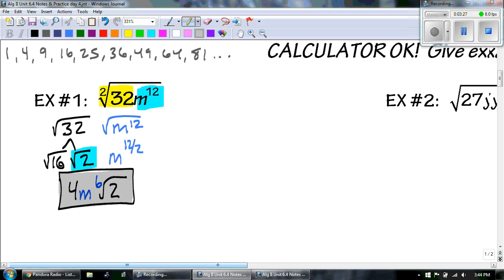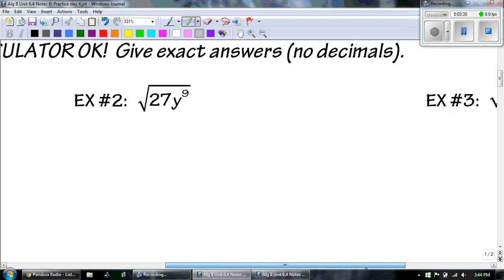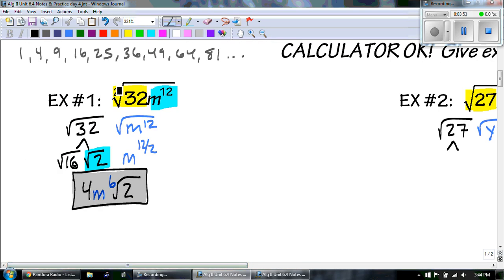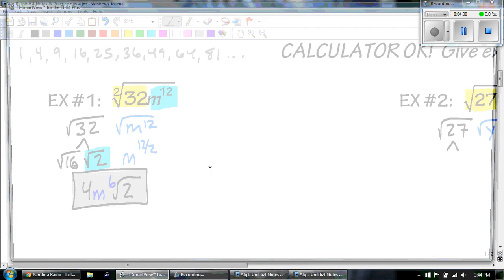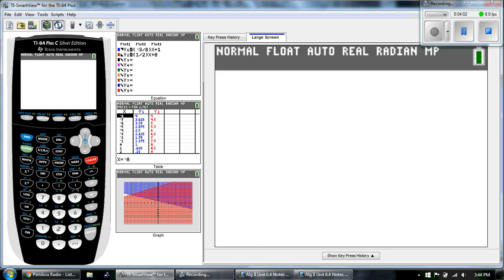Okay, so we have to break it down, and we start by rewriting it. We look at the two parts. I have the square root of 27 and the square root of y to the 9th. So I need to break down the square root of 27. So I'm thinking of these numbers. Guys, if you don't remember how to do this, I should have shown you this on the last one, but I didn't. So we start with the highest number, which is 27.